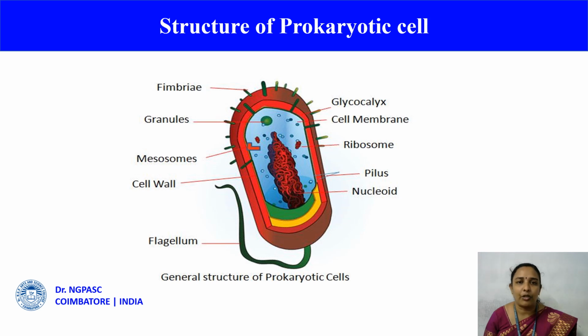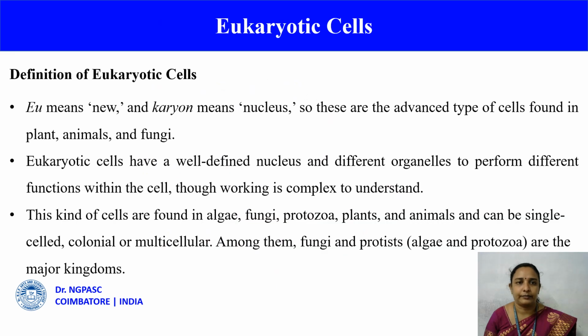This is the picture of the structure of a prokaryotic cell, which contains glycocalyx, cell membrane, ribosomes, pilus, nucleoid, membrane, granules, mesosomes, outer cell wall, the flagellum, etc. So this is the classical example of a prokaryotic cell, that is, a bacterial cell.